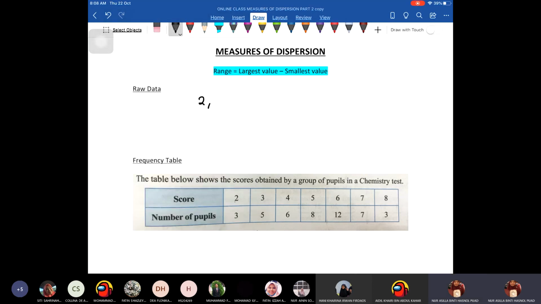example 2, 2, 3, 4, 4, 4, 7, 10. Okay, so you have a set of data. So this is what I call as raw data. Okay, so now you have 1, 2, 3, 4, 5, 6, 7, 8. So you have 8 terms.